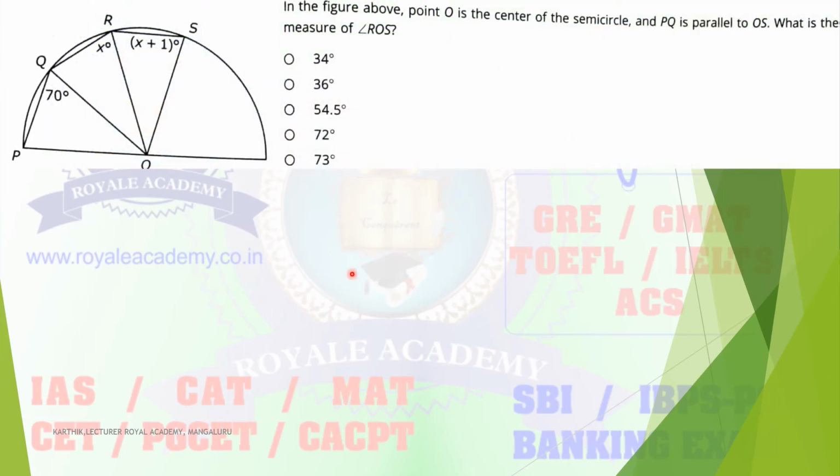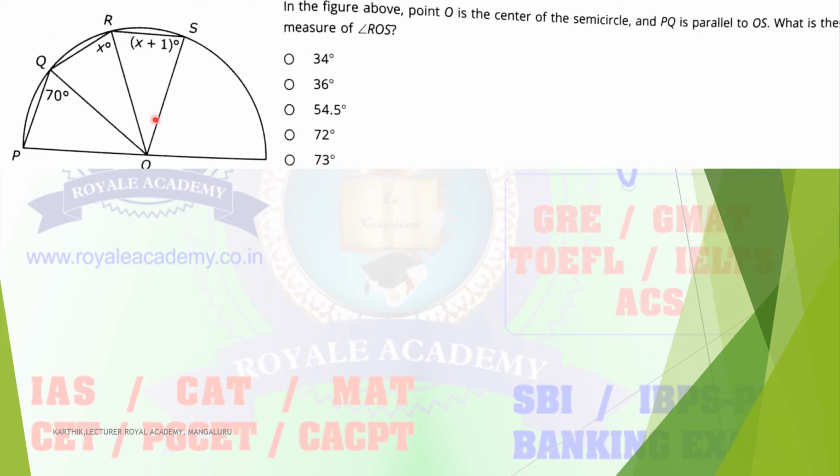So next question. Here they have shown one figure. In the figure above, the point O is the center of the semicircle, and PQ is parallel to OS. This line PQ is parallel to OS. You have to find out the angle of ROS.